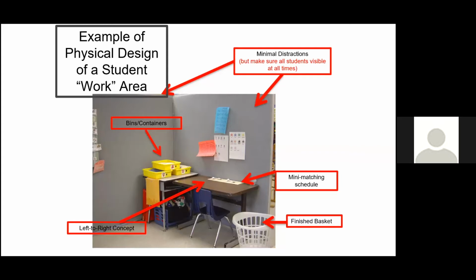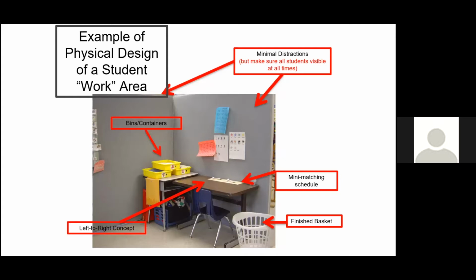And so when we started with learning how to do structured work systems, his bins and containers were buckets, and in each bucket was a ball. One bucket had a soccer ball, one had a football, one had a basketball. We didn't do the mini matching schedule with him because he couldn't see the match and he wasn't at the point where we could have done a tactile object. So we decided that the mini matching schedule was too much for him right now.